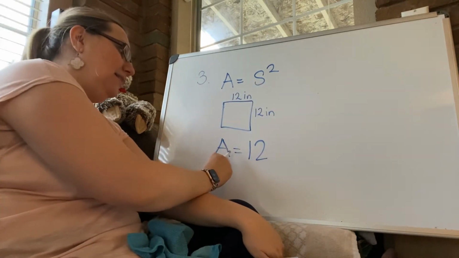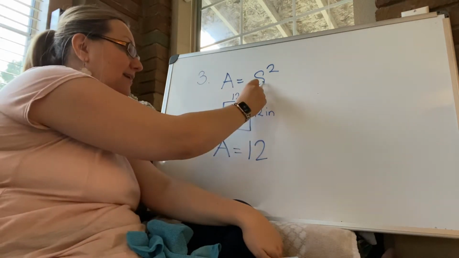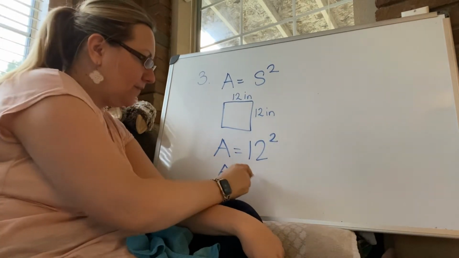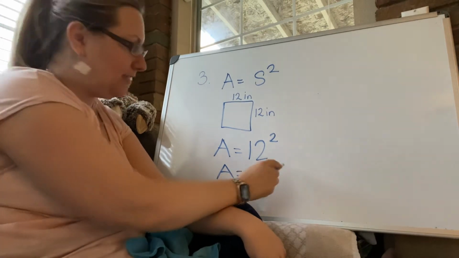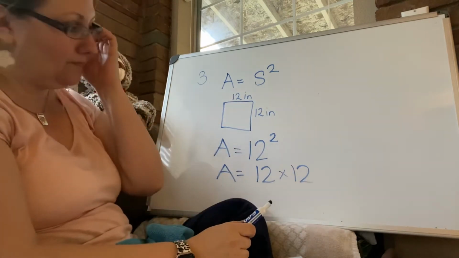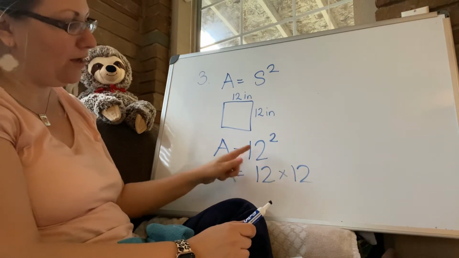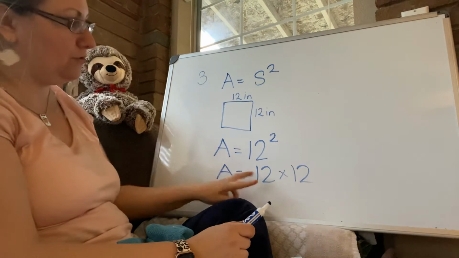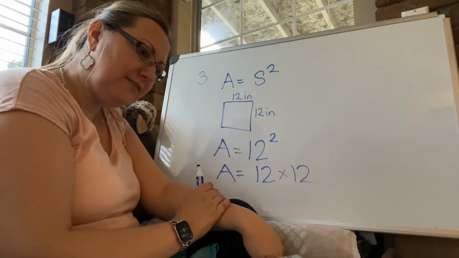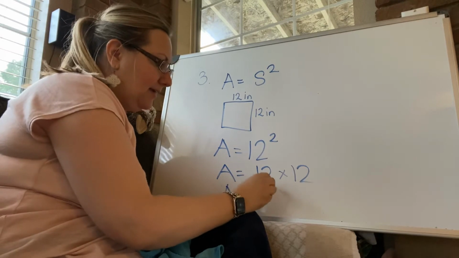So that means that the one side, the 12, is replacing that letter S, and it becomes 12 squared, which means that base number 12 is going to be multiplied 2 times. That does not mean 12 times 2. It means this factor of 12, this base number 12, multiplied by itself. So you're going to use that factor twice, right? So what is 12 times 12? We should all know that by now. You can look at your multiplication chart.